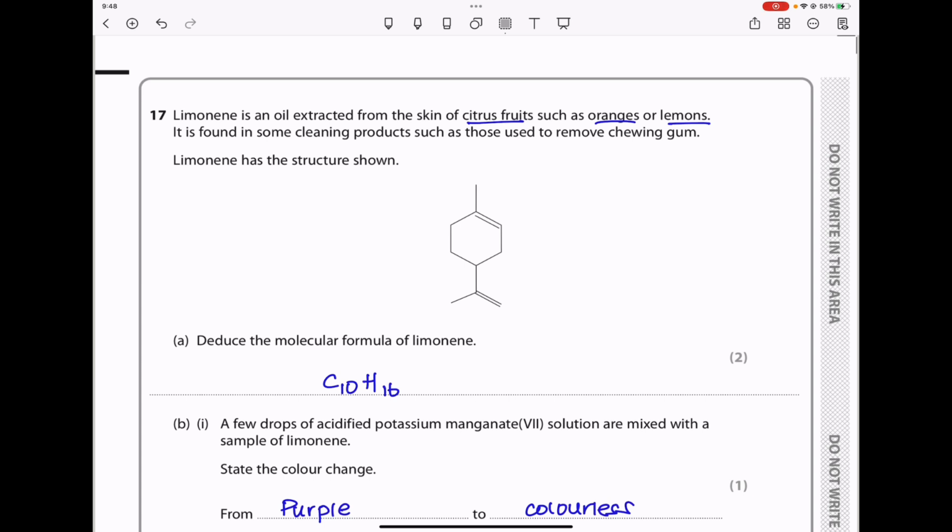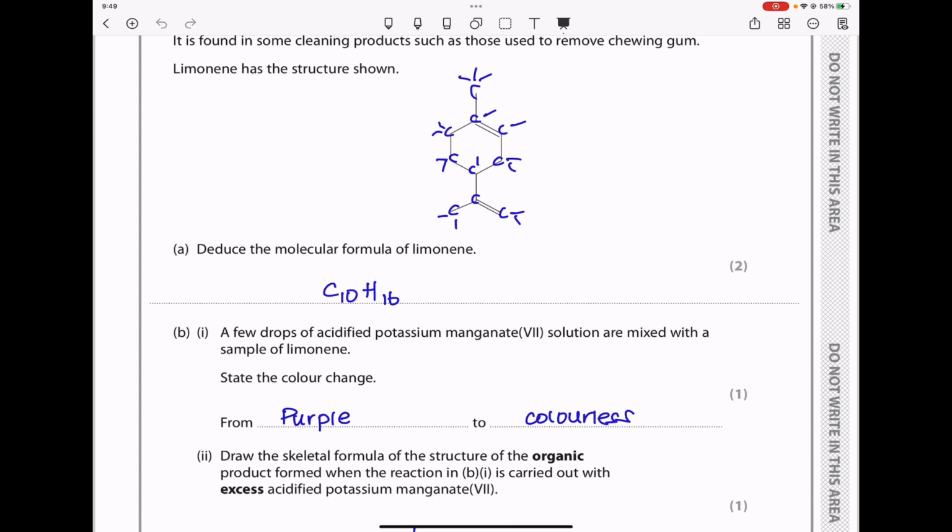The molecular formula is going to be 1, 2, 3, 4, 5, 6, 7, 8, 9, 10 carbons. And then for hydrogens, I usually place them as I did previously. You can see these are the hydrogens per carbon so that we do not make a mistake. So 1, 2, 3, 4, 5, 6, 7, 8, 9, 10, 11, 12, 13, 14, 15, 16. So the molecular formula is C10H16.